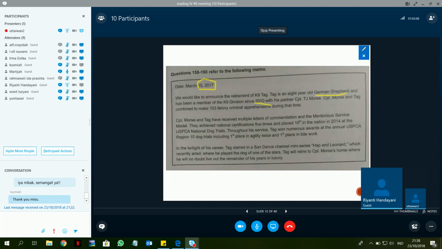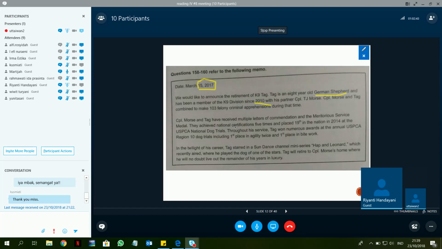Silakan Mbak Rianti. Atau siapa yang bisa aktif? Mbak Rianti sudah aktif mikrofonnya, tapi mungkin masih... Yang slide 12 ya, Miss. Maaf, baru. Ya, itu slide 12. Second paragraph ya.